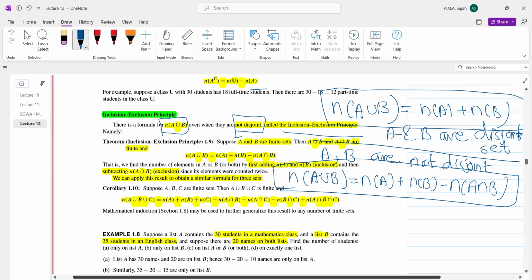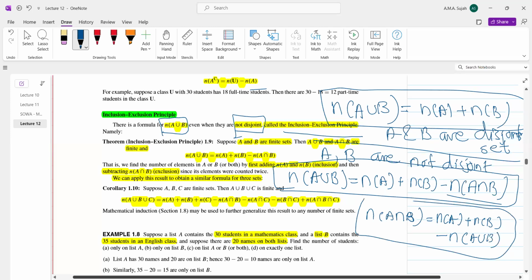In some situations while you are doing calculations, you need to find the number of elements in A intersection B. In that situation, you can change the subject of the inclusion exclusion principle. If you change the subject, what will happen? You need to find the number of elements in A plus the number of elements in B, subtract the number of elements in A union B, right? So whatever you want, you can change the subject and calculate from this inclusion exclusion principle. Any questions?